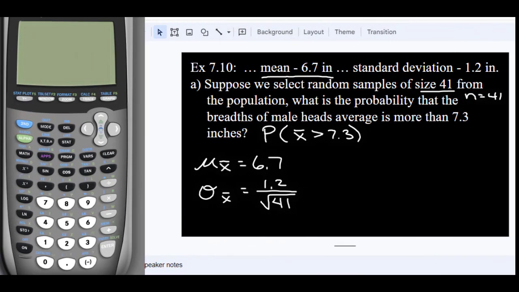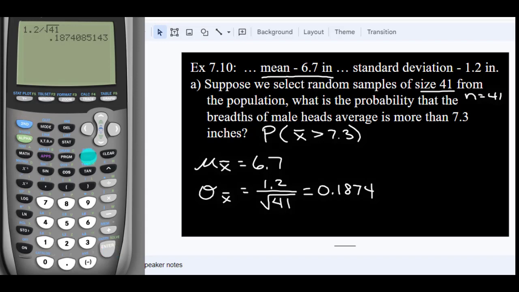So let's go ahead and type this in. We're going to have 1.2 divided by the square root of 41. And that's going to give us about 0.1874. We'll go with 4 decimal places there. All right, we may not need that many, but that gives us enough accuracy. And then we're just going to type this into the calculator again.